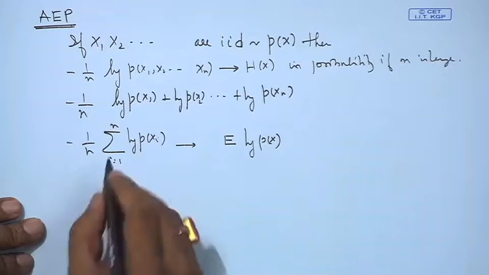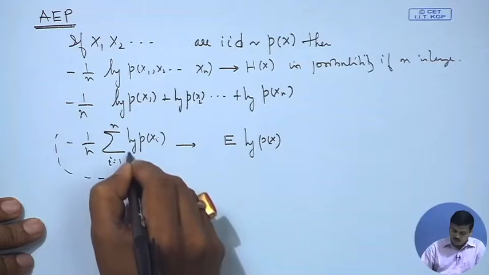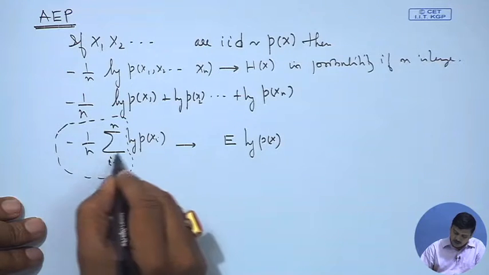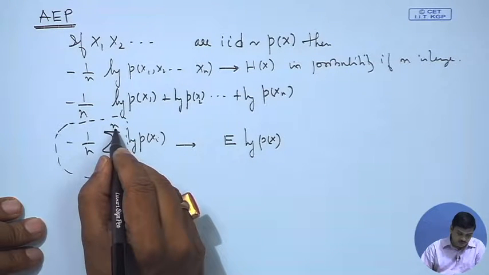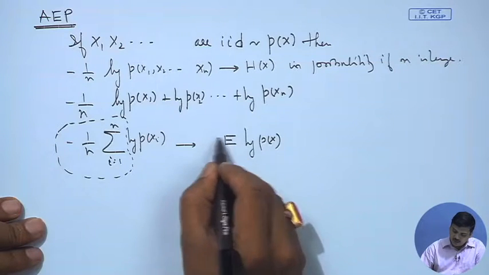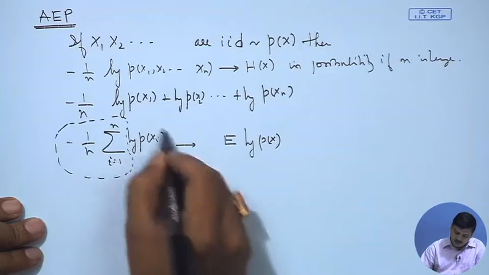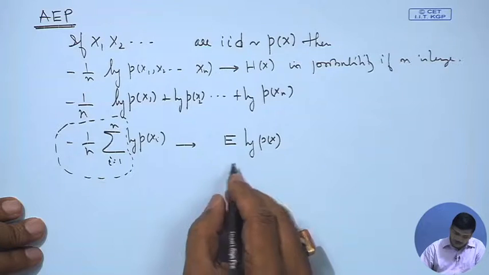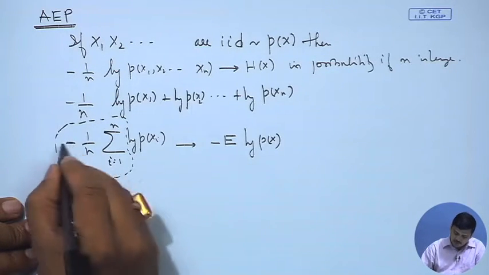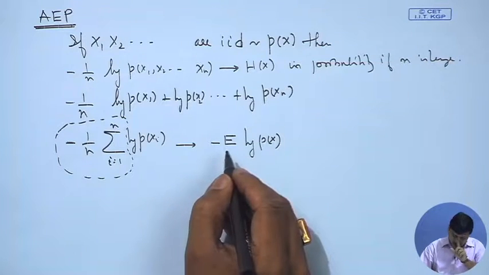This is what we could write, because if n is very, very large, then by the weak law of large numbers, we could write this as the expectation of these variables. And there is a minus sign, I am very sorry for this, minus expectation.